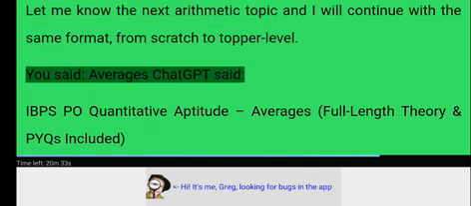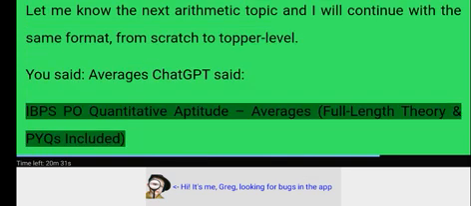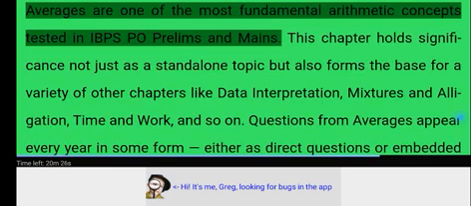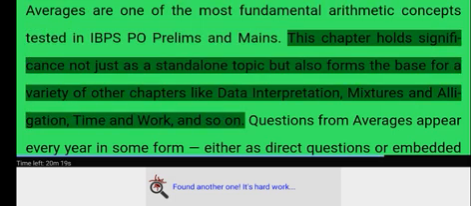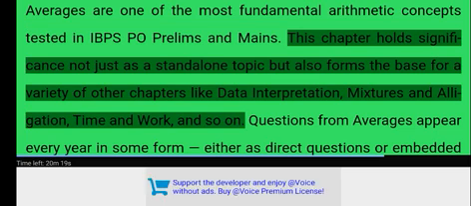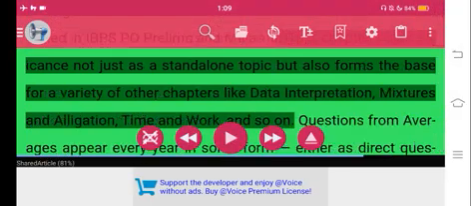You said, averages. ChatGPT said: IBPS PO quantitative aptitude, averages, full-length theory and PYQs included. Averages are one of the most fundamental arithmetic concepts tested in IBPS PO prelims and mains. This chapter holds significance not just as a standalone topic but also forms the base for a variety of other chapters like data interpretation, mixtures and allegation, time and work, and so on.